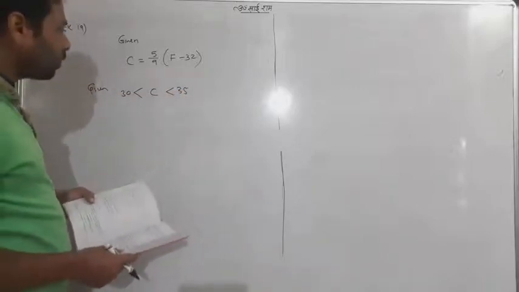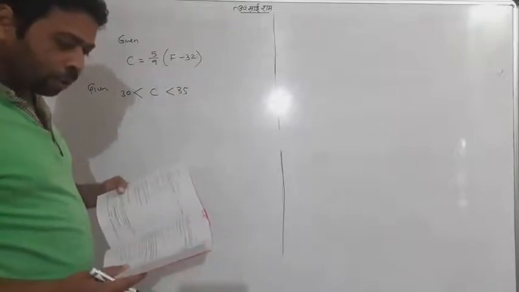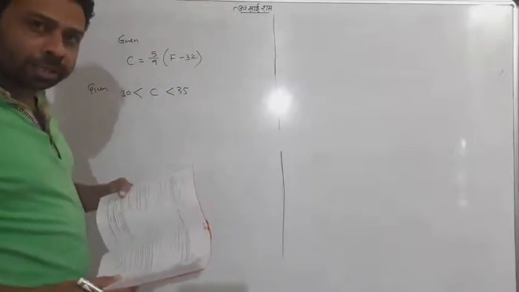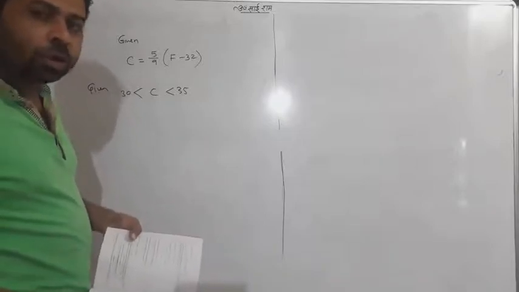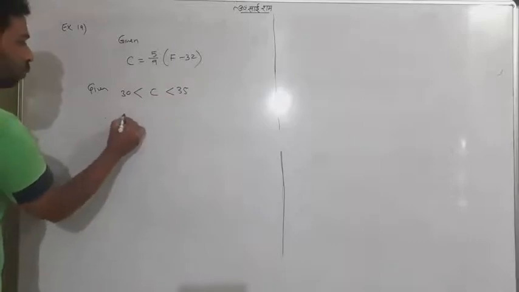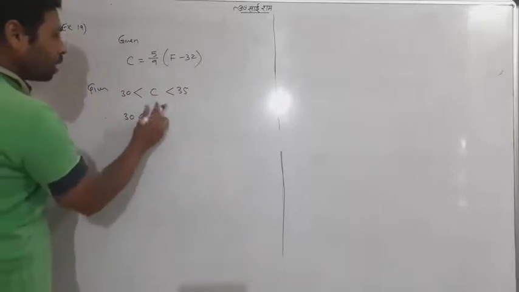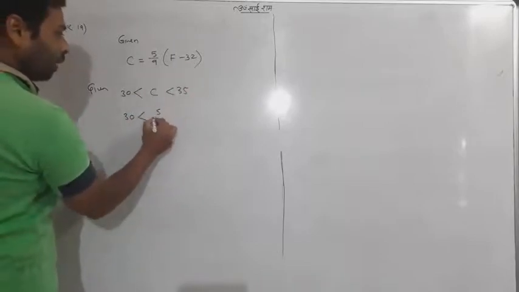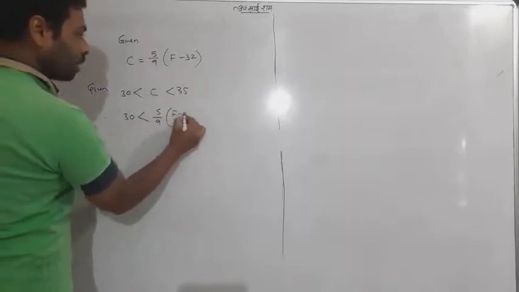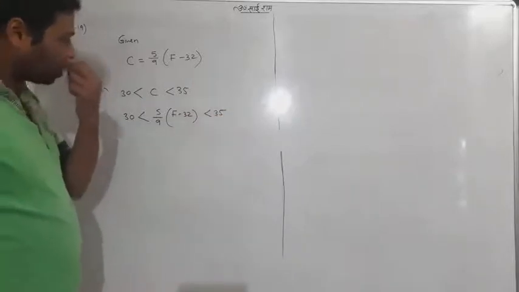The 30 degrees and 35 degrees are the two temperatures, and your temperature is lying between 30 and 35 degrees Celsius. And you want to find the range in Fahrenheit when this formula is given. So what you will do, student, since the degree Celsius range is given, you only put C is equal to 5 by 9 (F minus 32) between 30 and 35. Nothing special. It's very common.